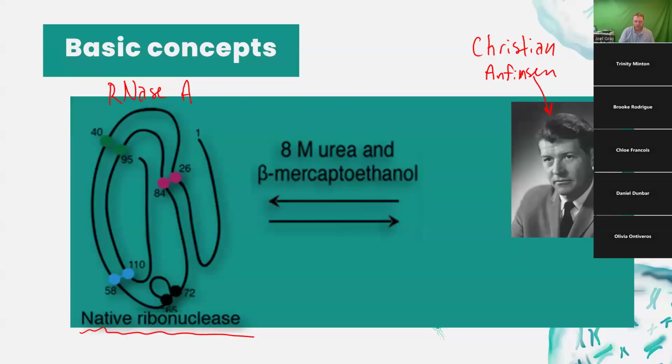Now, Christian Anfinsen, I believe he was at Iowa State University. I can't really remember with a huge amount of certainty, but I believe it was at Iowa State. What he studied was, well, he got RNase and he said, all right, well, I know that if I have native ribonuclease, it will function. And I know exactly what it will do.